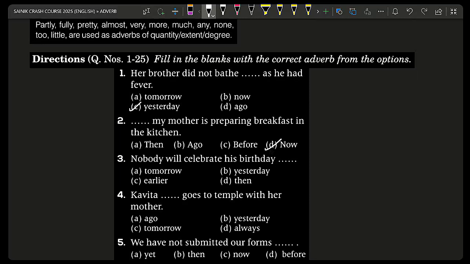What about the third one? Nobody will celebrate his birthday dash. Sir, tomorrow. Tomorrow. So the reason may be, suppose he got ill, he got admitted into a hospital. Will anyone celebrate his birthday? No, sir. So nobody will celebrate his birthday tomorrow. Very good. All of you gave correct answers. Next.